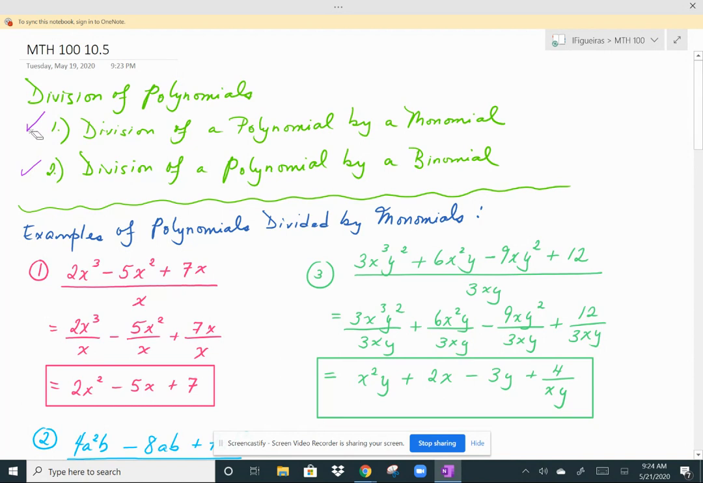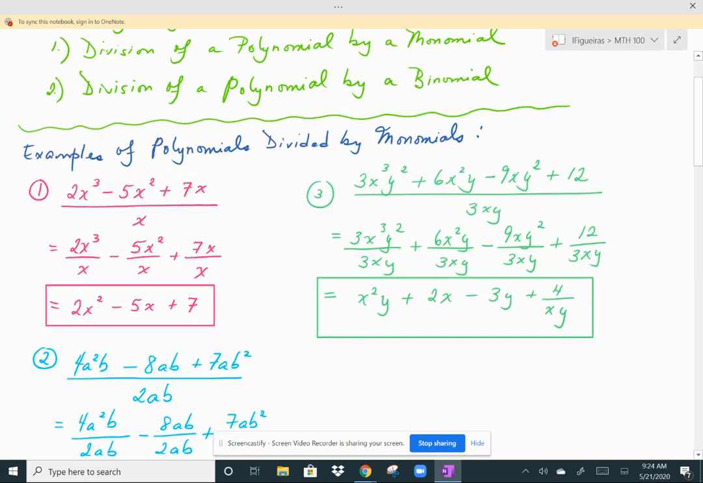All right, so let's start with the first type, dividing a polynomial by a monomial. So here's our first example. I have 2x cubed minus 5x squared plus 7x, and this bar here means divided by x. So the top part is called the dividend, and the bottom part is called the divisor, and my answer is called the quotient.